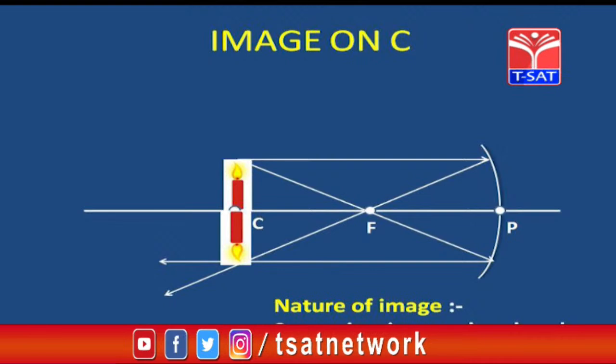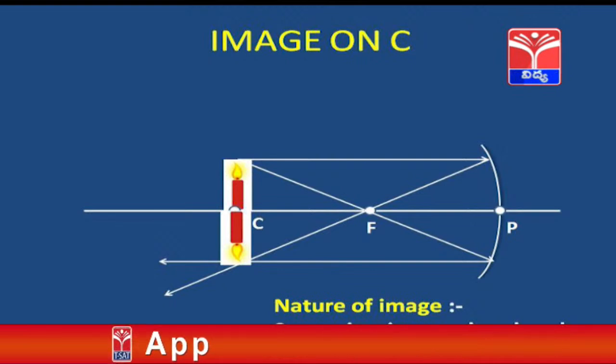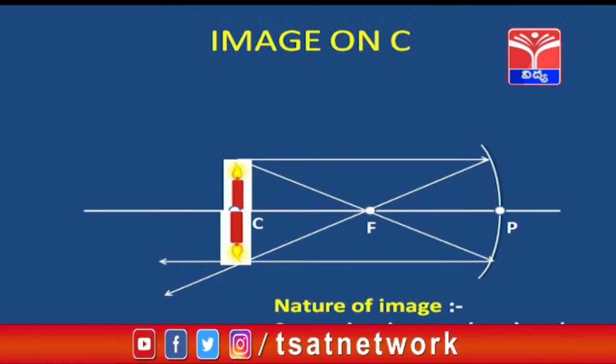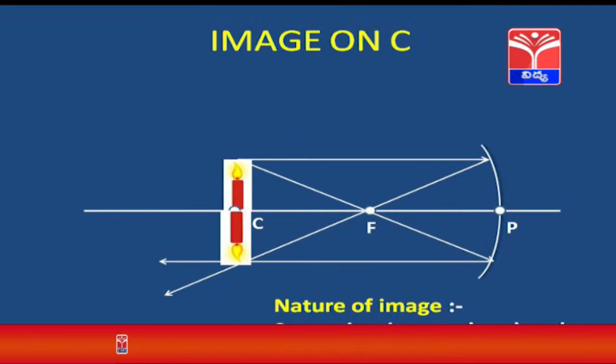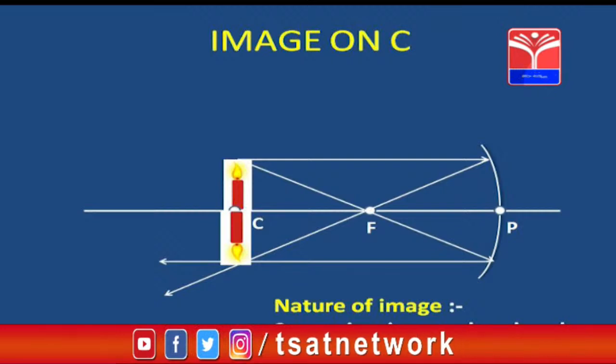Now see, children, where are these two meeting? Exactly below the object. Yes or no? The two rays are meeting exactly below the object. So the image is formed on C again. When the object is on C, the image is also formed on C. Here we will be getting the same size of image as the object, and it is again an inverted and real image.